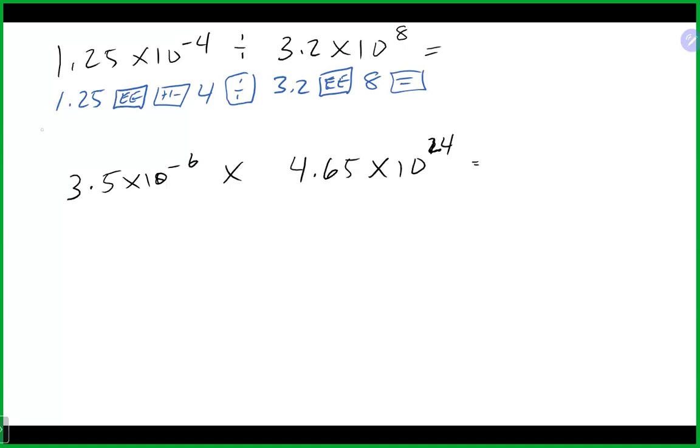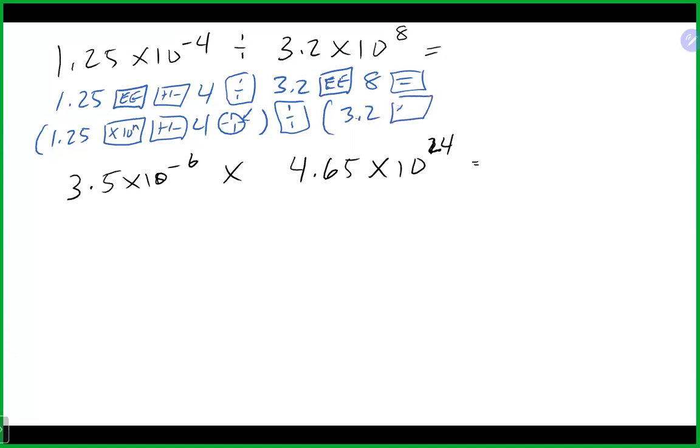If you have the other calculator, you have to open the parentheses, 1.25, hit your times 10 to the n, your negative and 4, and close your parentheses, divide, open a new parentheses, 3.2, exponent button, and 8. Again, close it and hit equal. Out of any of those ways, you should hopefully end up with something on your screen.